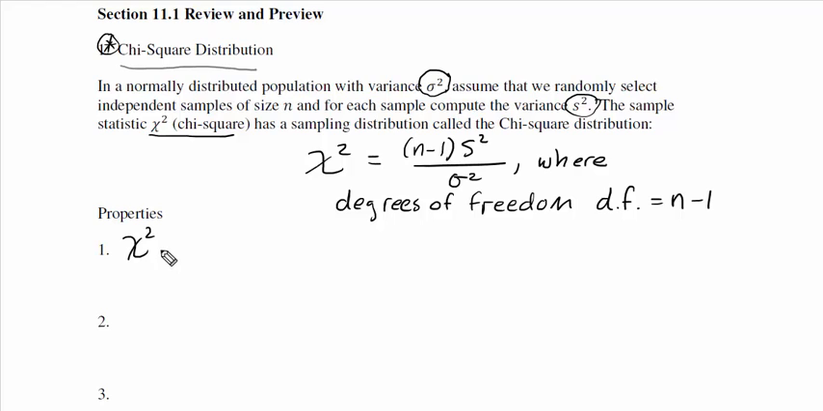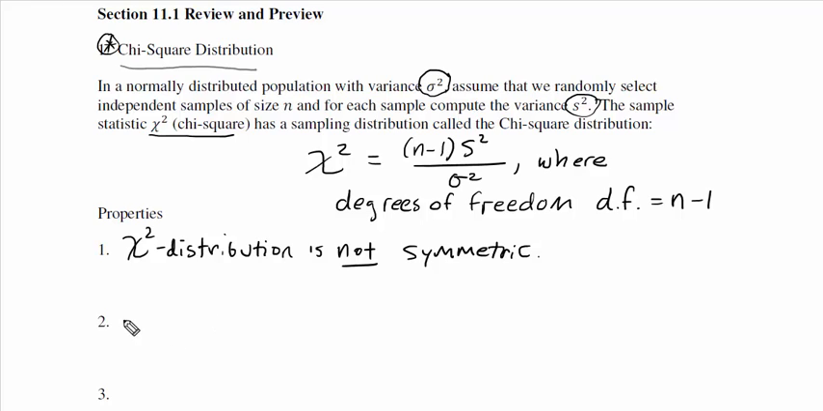One, the chi-squared distribution is not symmetric. So this isn't like the normal distribution or the t distribution in that respect. You can see at the bottom of the page there is an example of a chi-squared distribution that is skewed to the right, so it's not symmetric. That means it has a longer right tail.